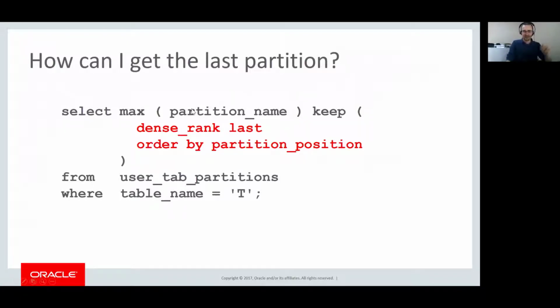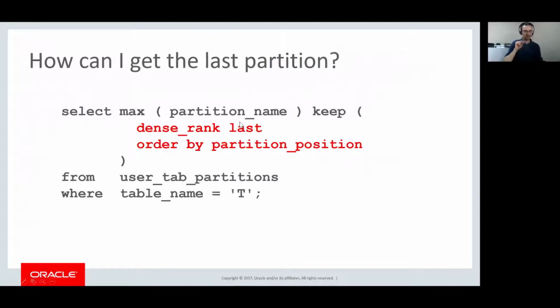This situation doesn't matter. But what this allows us to do is find the name of the last partition. Now, something to be aware of: some people might have a script to rename their interval partitions. They want to find the last partition, because that's the most recent, and then give it the name of the current month or whatever it is.